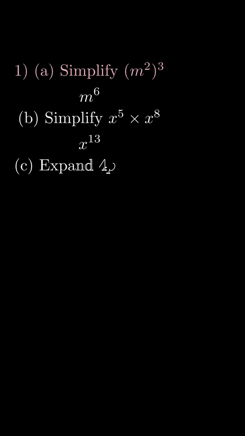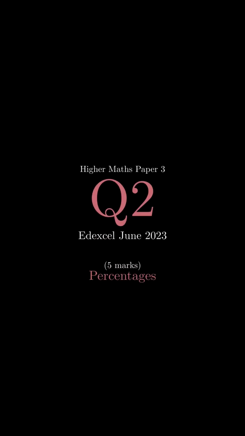Part C. Expand 4p times brackets p squared plus 3p close brackets. Since we have to expand the brackets, the 4p will multiply both the p squared and the 3p. So 4p times p squared equals 4p cubed, and 4p times 3p equals 12p squared, making the expansion 4p cubed plus 12p squared.